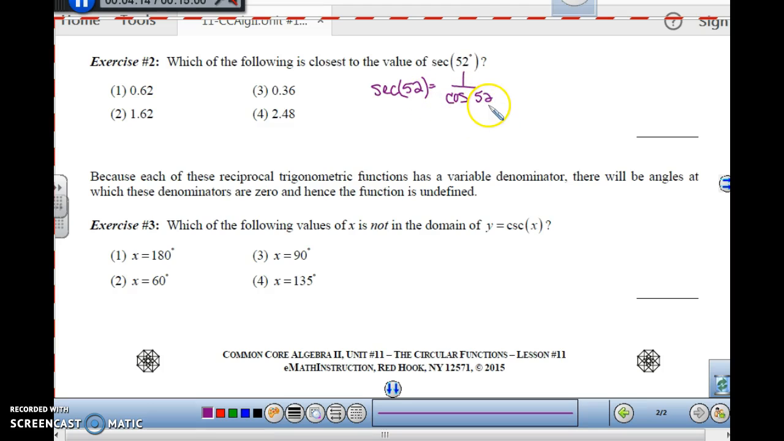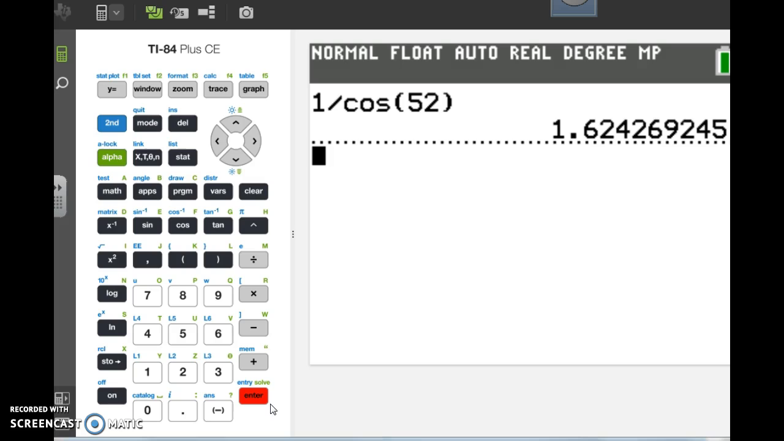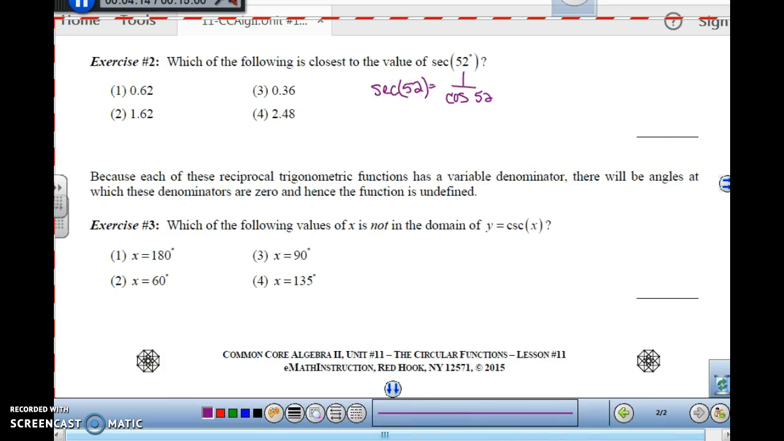All right, so cosine of 52 I can put in my calculator. I just have to make sure my calculator's in degree mode. So I want to do 1 divided by the cosine of 52, close the parenthesis. That is approximately 1.62. So that is going to be number 2. So that's about 1.62. Okay, so all we had to do was know that secant is 1 over cosine.